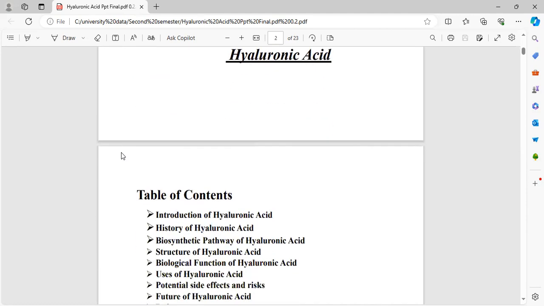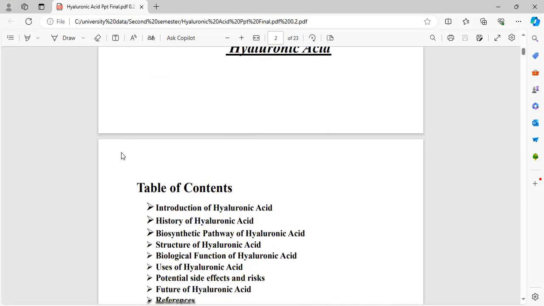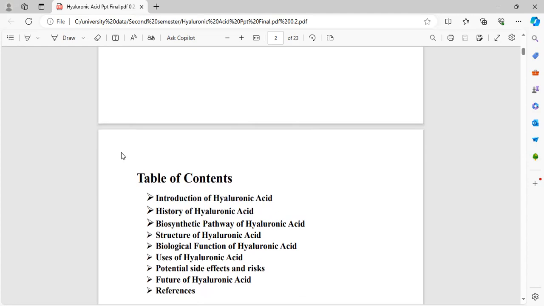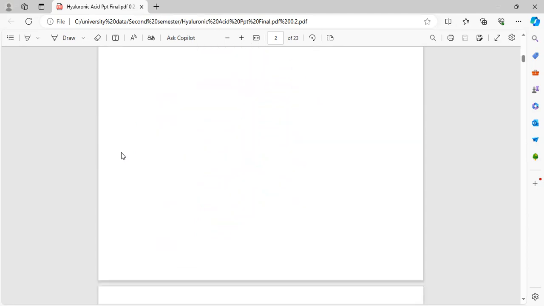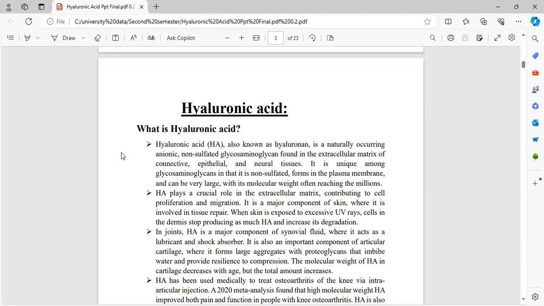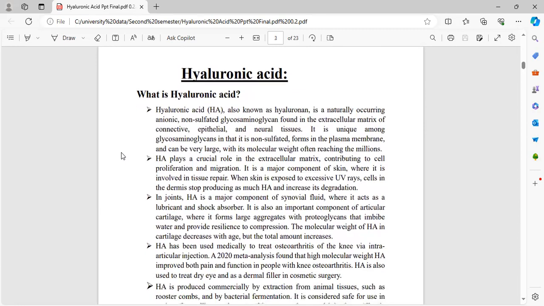First one is introduction of hyaluronic acid. History of hyaluronic acid. Biosynthetic pathway of hyaluronic acid. Structure of hyaluronic acid. Biological functions of hyaluronic acid. Uses of hyaluronic acid. Potential side effects and risk. Features of hyaluronic acid. References. First, now I will tell you about its history.